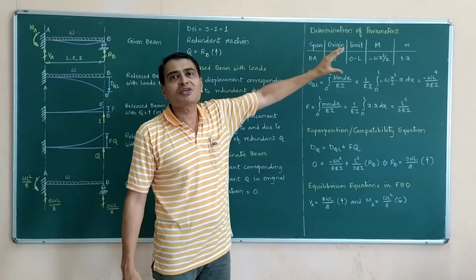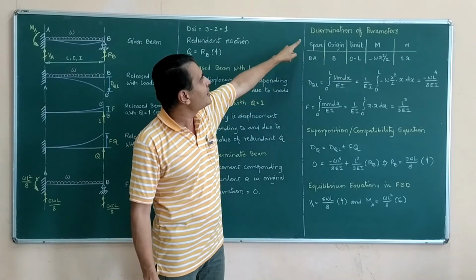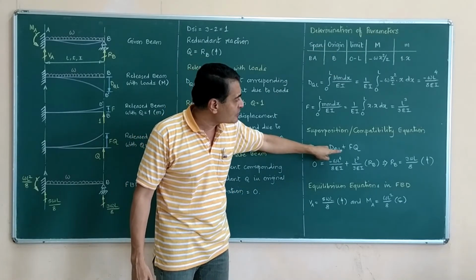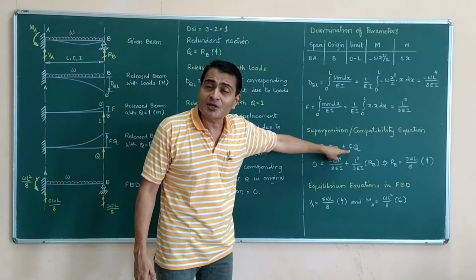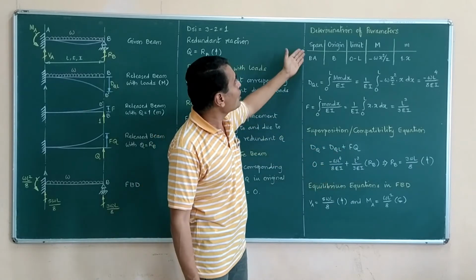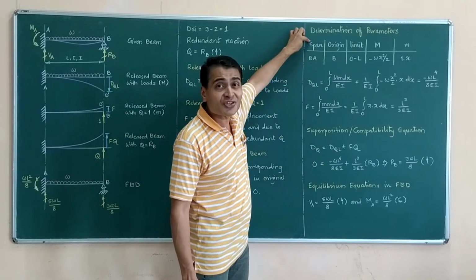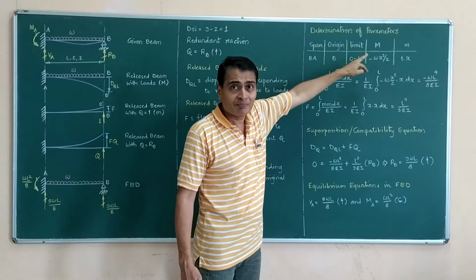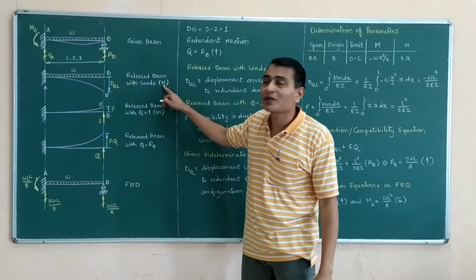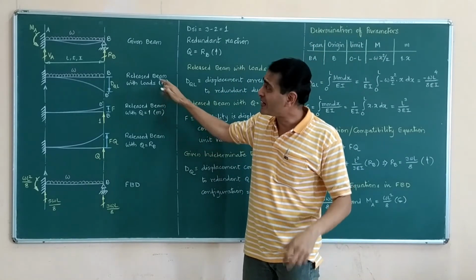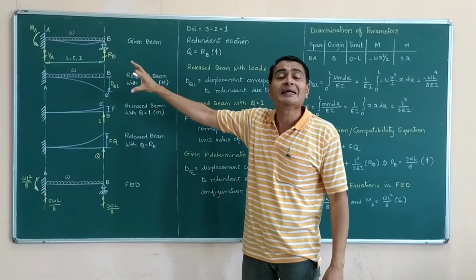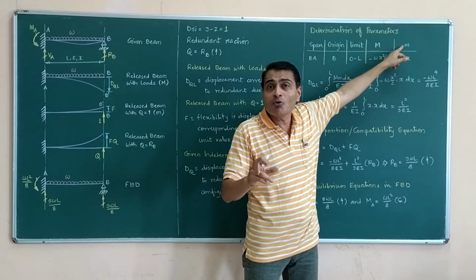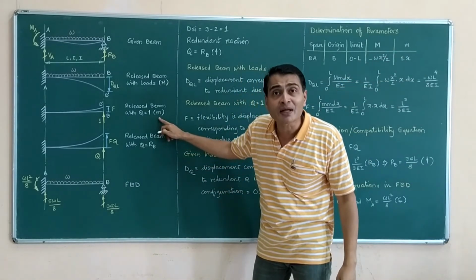I start with a simple table. The heading I have given is determination of parameters, and we are going to find how much is dql and how much is flexibility f. So what is the table about? My columns are span, origin, limits, M. Naturally I am talking about this particular diagram, and capital M stands for bending moment expression in the capital M diagram, and small m again is the bending moment expression in the small m diagram.